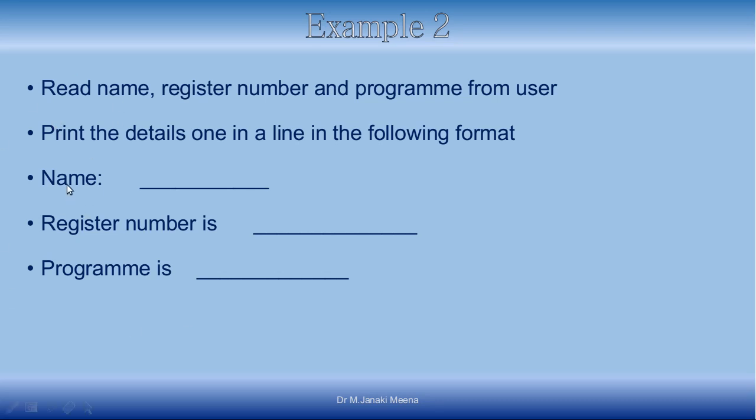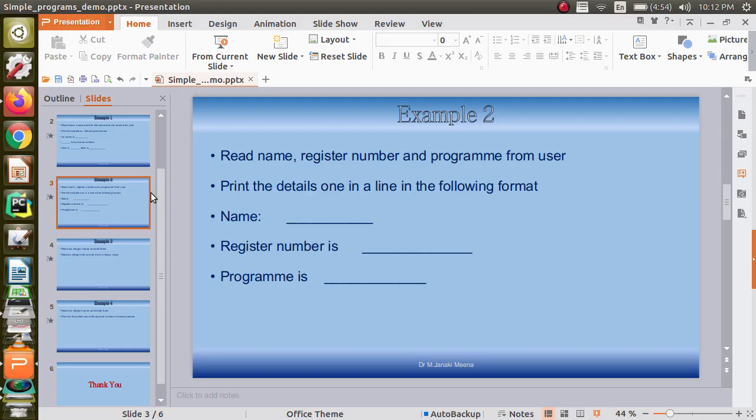I want to print the name, I want a colon here, and I want some space here. Actually, when I was typing this, I used a tab character. So basically I want a tab character after the label. We can say that this is the label. Name is a label, registration number is a label, right? I want some gap between the label and the value that is getting printed. So we will do this in Python.